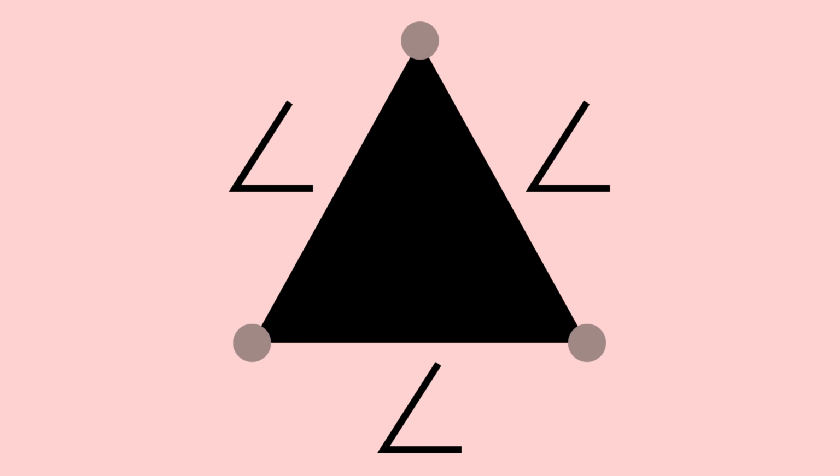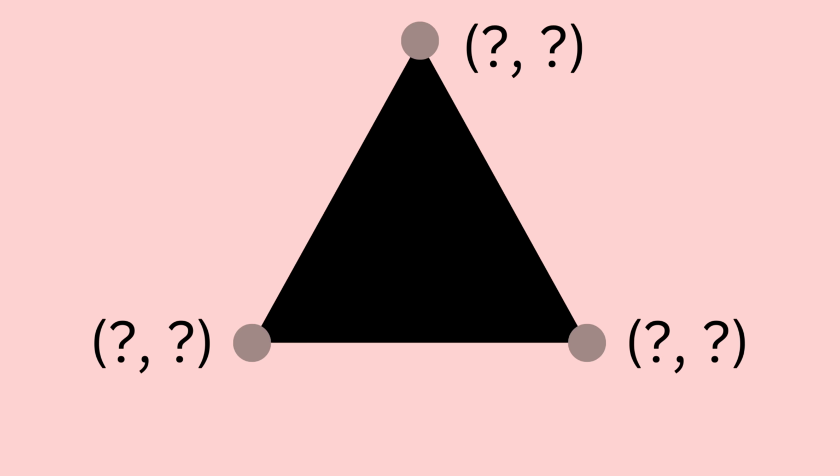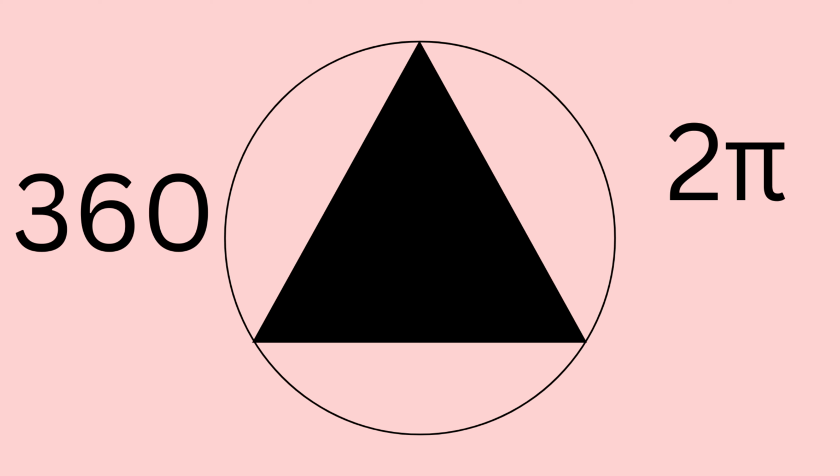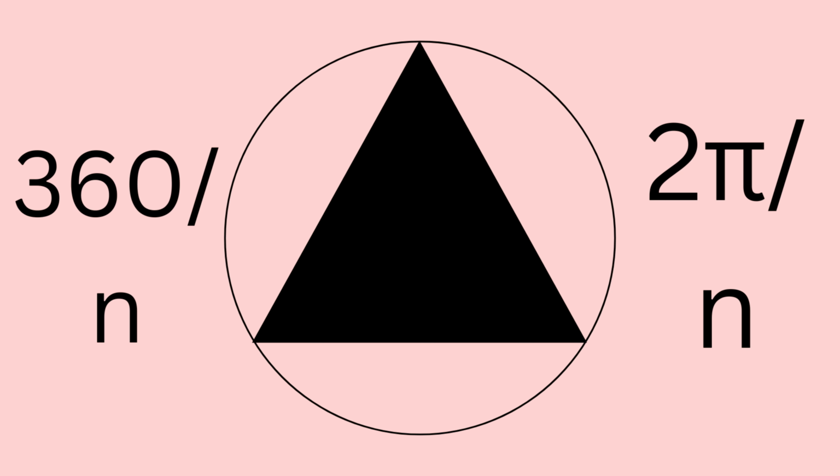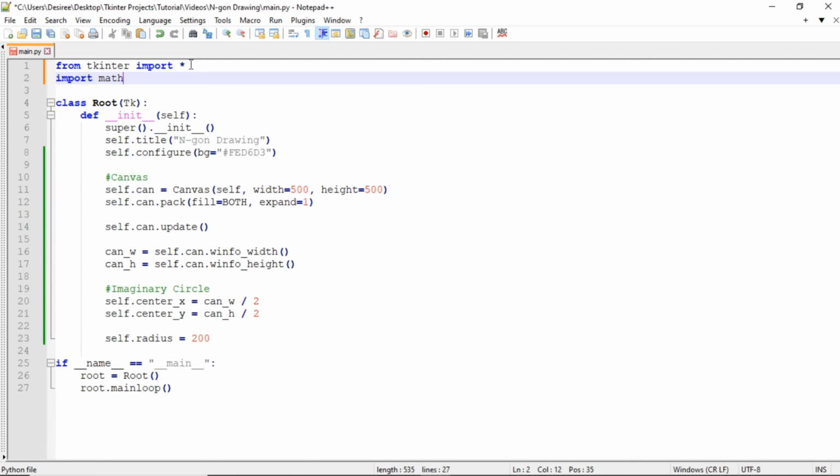The next step is to calculate the vertex angle. We need this so that we can calculate the exact position for each N-gon vertex. Remember, we are inscribing our N-gon inside of an imaginary circle. So the total angle of a circle is 360 degrees or 2 pi radians. To calculate the vertex angle, we can either do 360 degrees divided by n, or we can do 2 pi divided by n radians. We're going to use the latter, but first we have to import the math module.